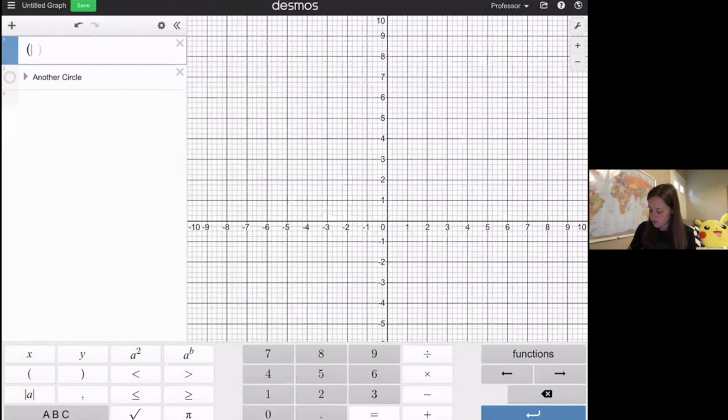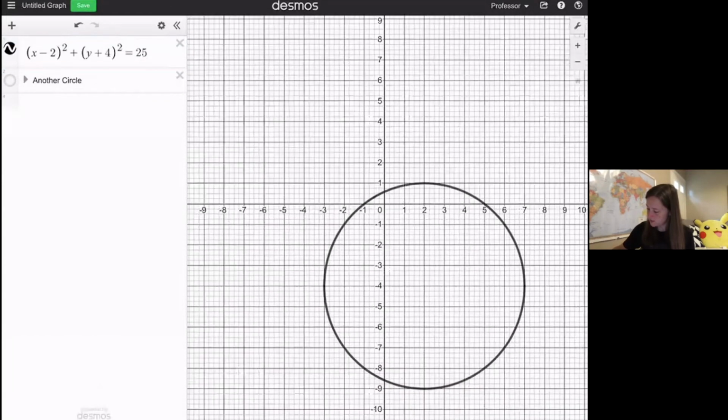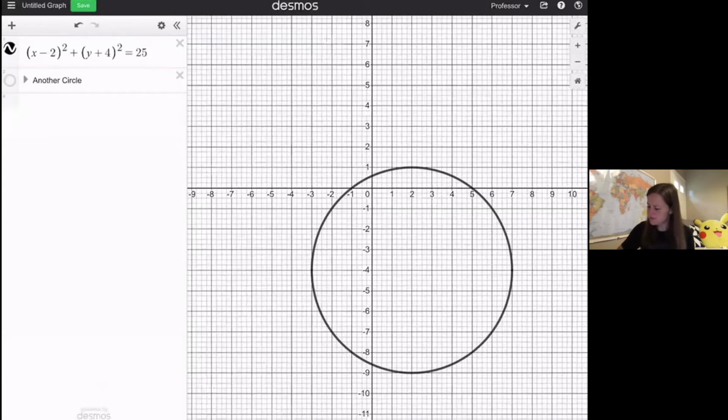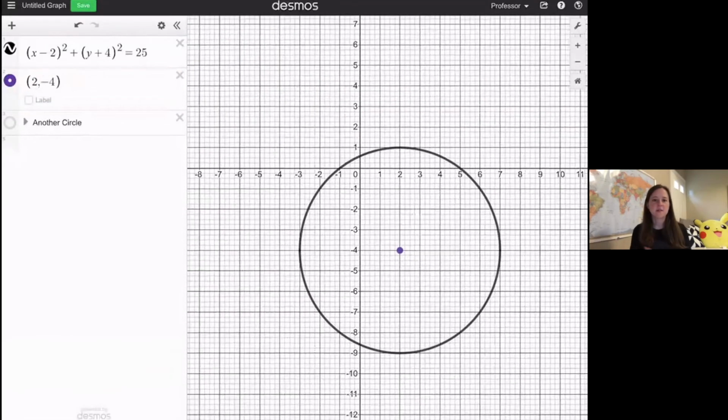I'm going to graph that equation we just came up with: (x minus 2) squared plus (y plus 4), that was our negative 4 y-coordinate, squared, equals, and we need a 25. All right, so let's take a look at this. This was supposed to have a center at (2, negative 4). Let me just plot that point so it looks a little bit more obvious. (2, negative 4). All right, and then that looks perfectly in the center of that circle.